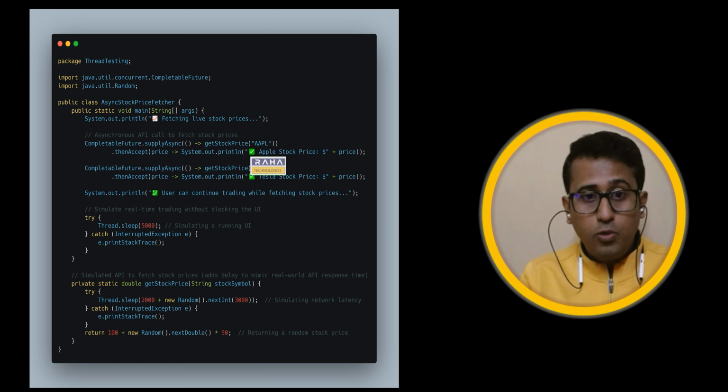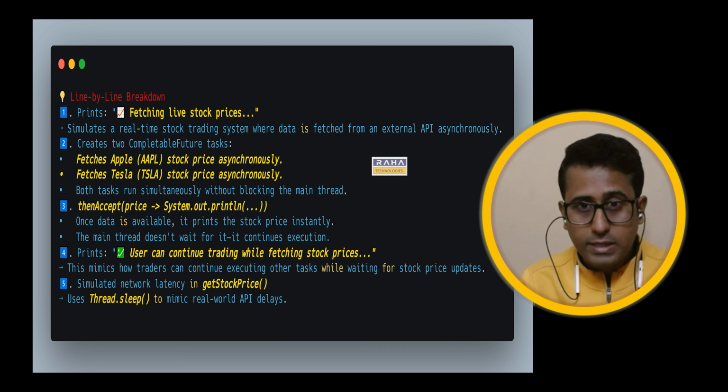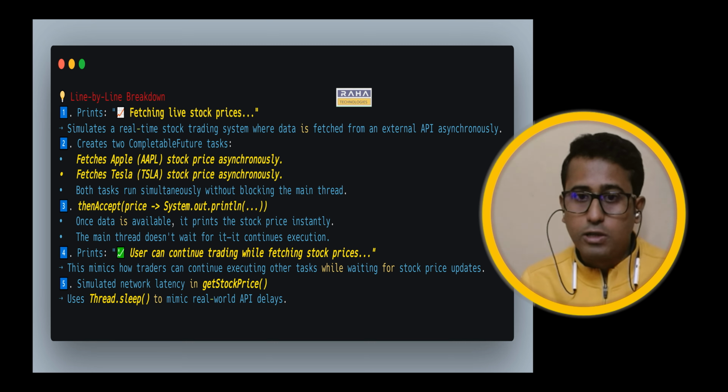So in this code, how is this actually working? This fetches Apple and Tesla stock prices in parallel and does not block the main thread. Users can keep trading. It is scalable and handles thousands of price requests at once.